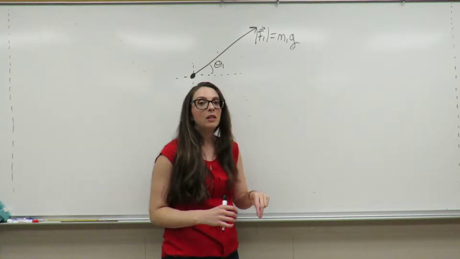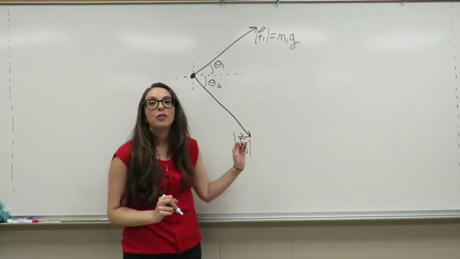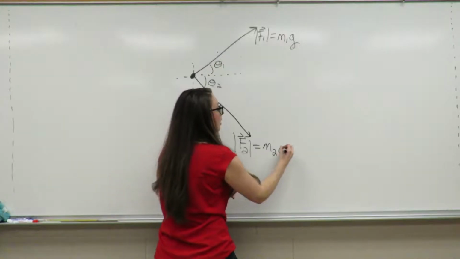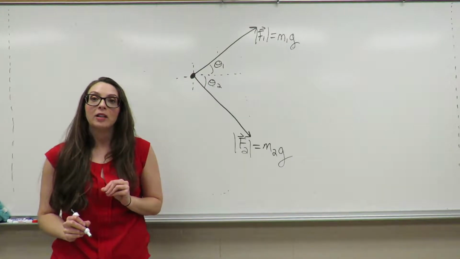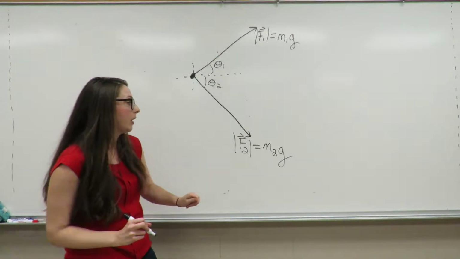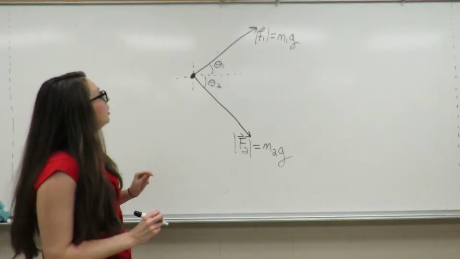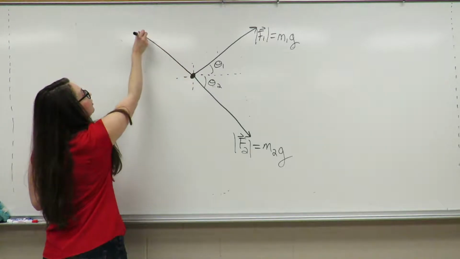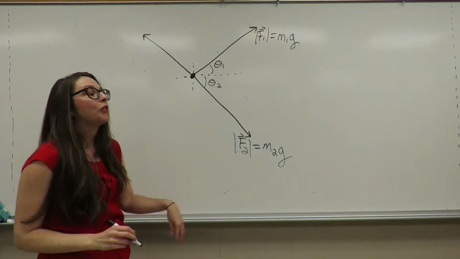And then you had a second mass that we asked you to hang kind of in this quadrant down here. I'm going to call that angle theta 2, and I'm going to call this force F2, and I'm going to say that the magnitude of F2, the size of this force vector, is equal to the mass of that object that you were hanging on the string times gravity. Okay? And then you ended up finding a third vector, third force, that we're going to call F3.